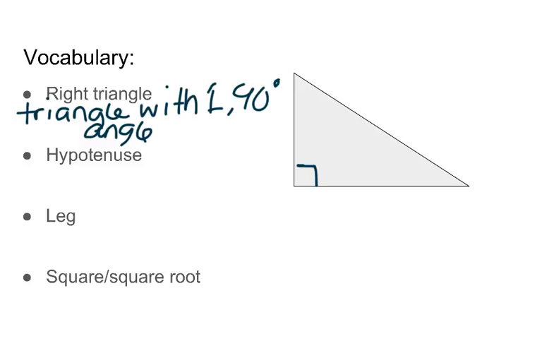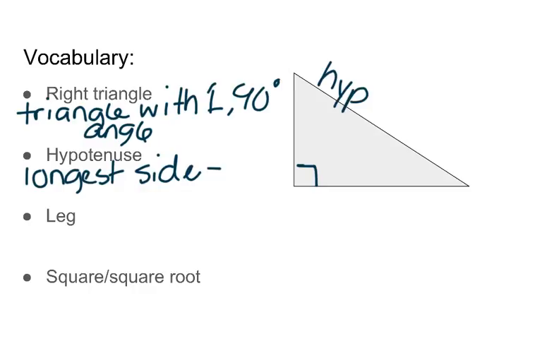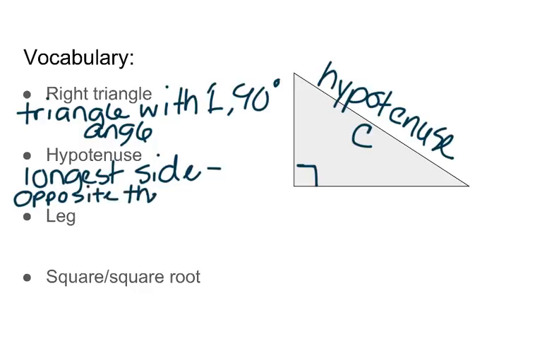There are pieces of the right triangle that you need to know. The longest side is called the hypotenuse. So this is the hypotenuse. And when we're talking about the Pythagorean theorem, we're going to call it side C. It's the longest side, and it is opposite the right angle. See how it's across from the right angle? That tells you it's the hypotenuse.